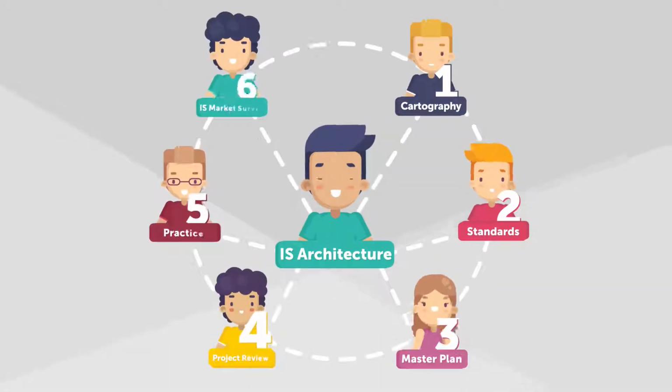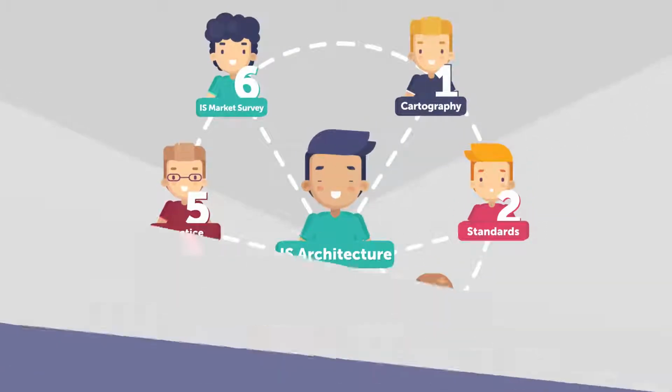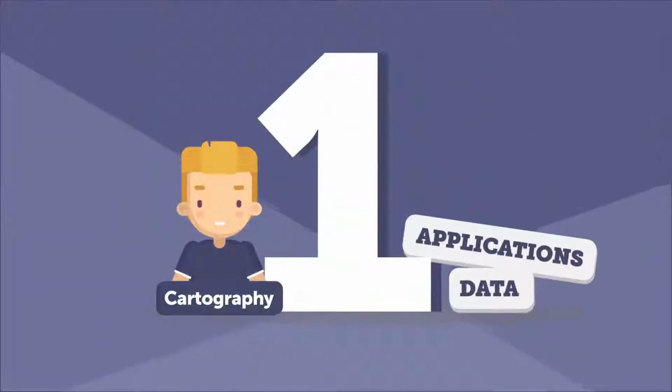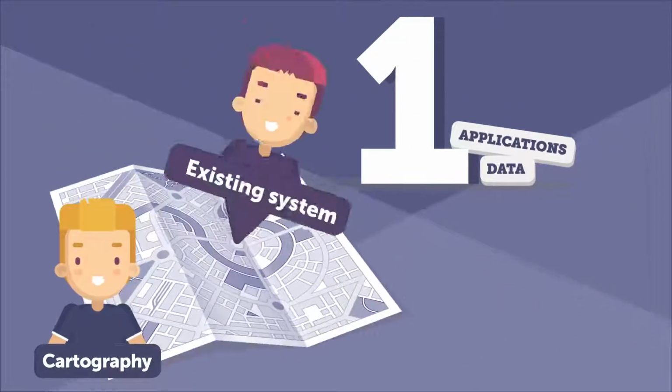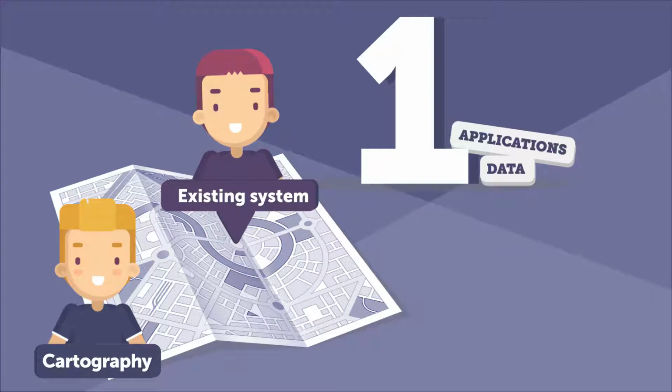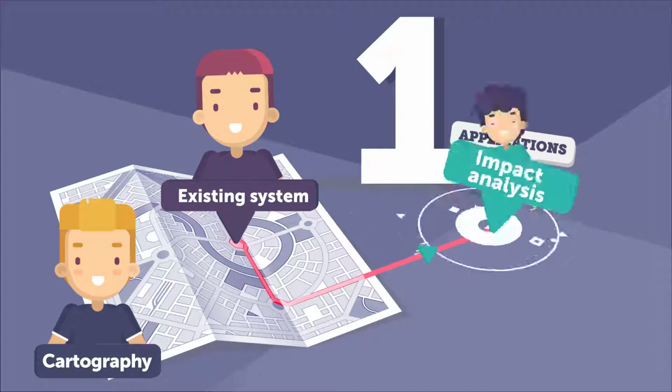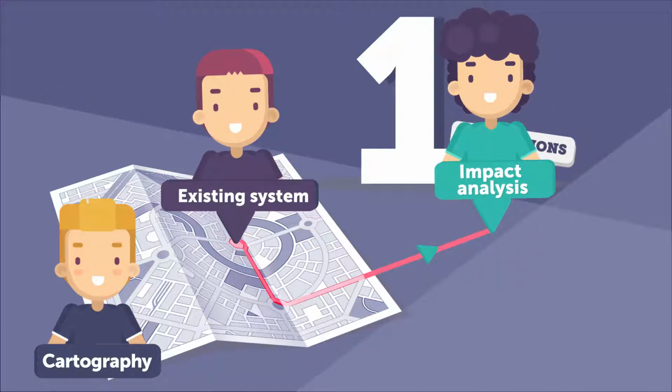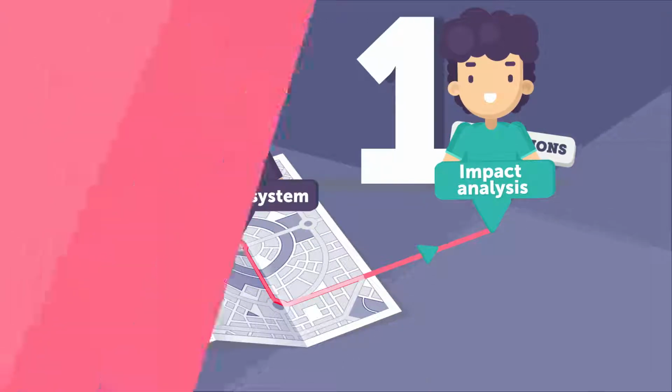Architecture involves 6 processes. The first one is to maintain the existing knowledge of the IS. This involves mapping the existing system. It provides a comprehensive overview and allows us to analyse the impacts of each project on the overall architecture.